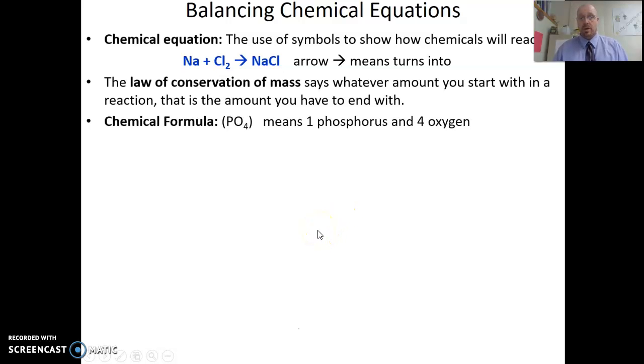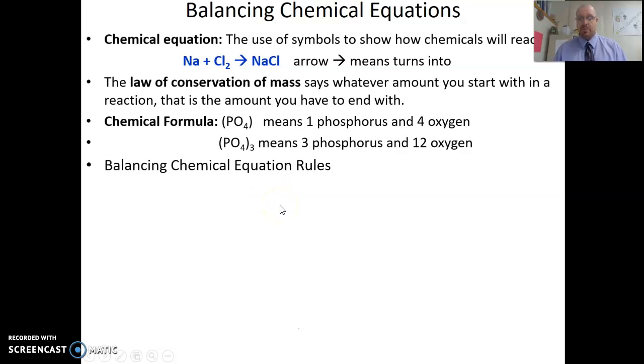The chemical formula, remember, breaks down into individual components. Even though there are parentheses around it, there's one phosphorus and four oxygen in that one. Now notice if the number is outside of the parentheses, we multiply all of the atoms inside by that number on the outside. So this phosphate has now been multiplied, so we have 3 phosphorus and 12 oxygen. Just remember that. That's the number one thing that people mess up on when they're trying to balance equations, that you multiply by the outside number.